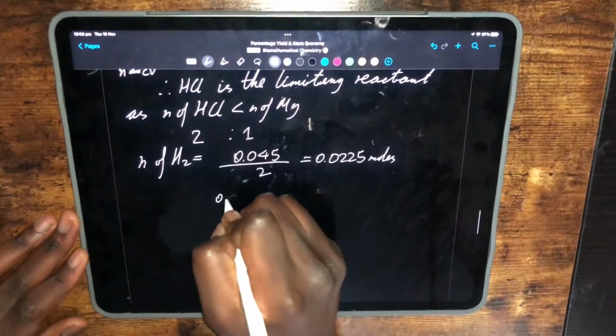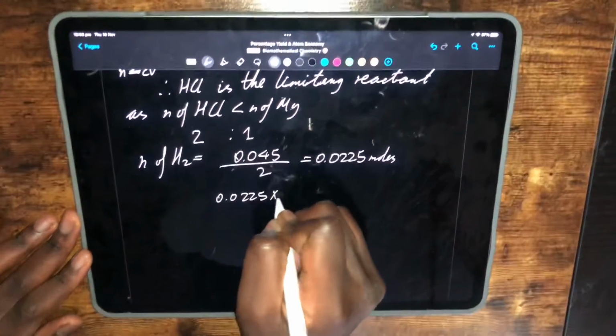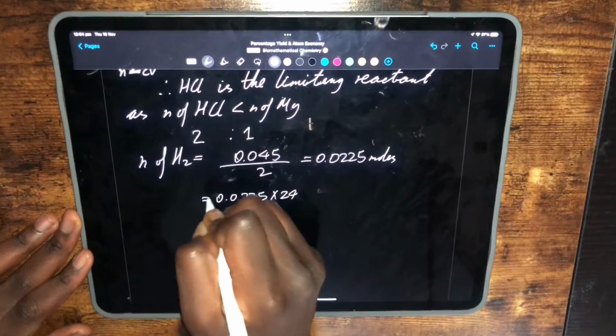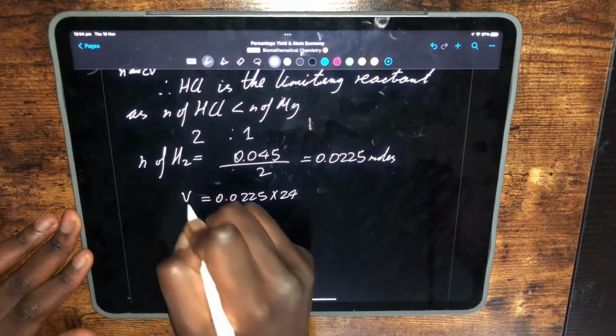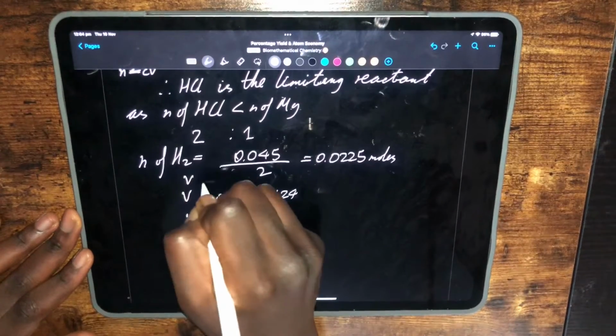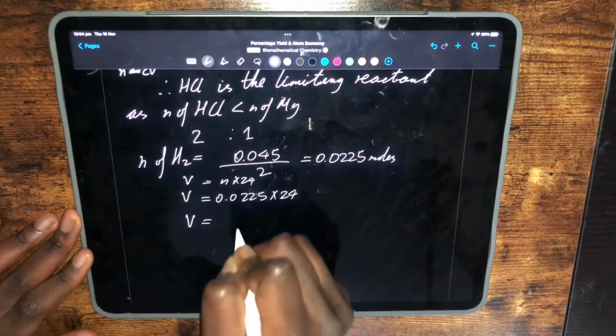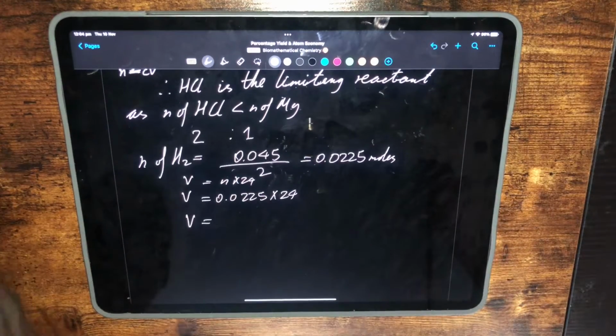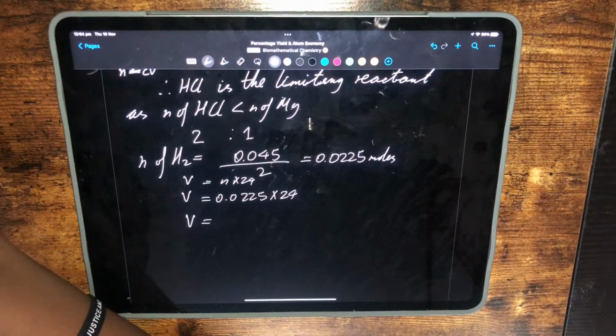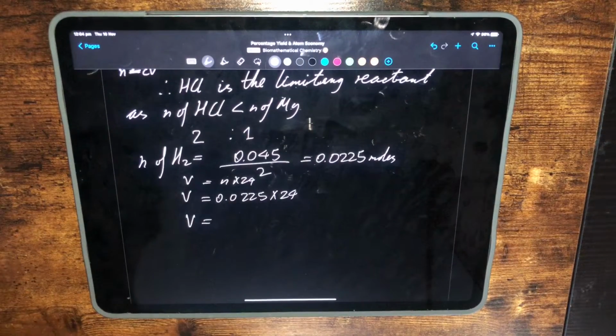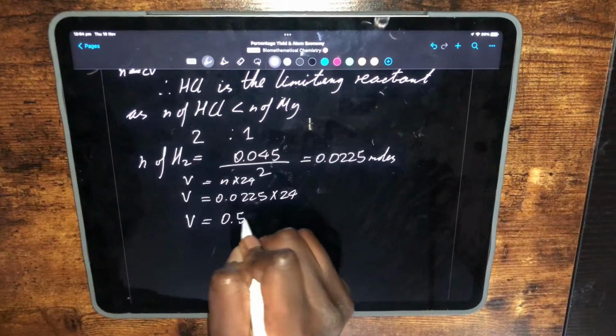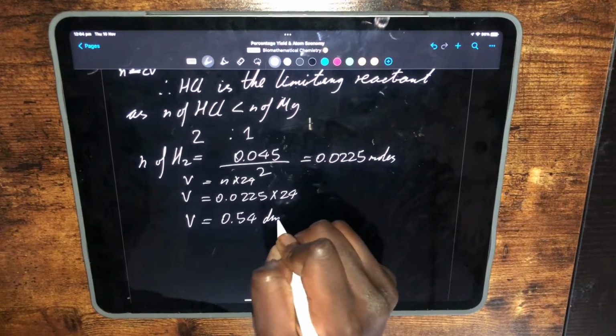So we have 0.0225 times by 24, which will equal our volume. Volume equals n times by 24, and that's 0.0225 times by 24, which is equal to 0.54 decimeters cubed.